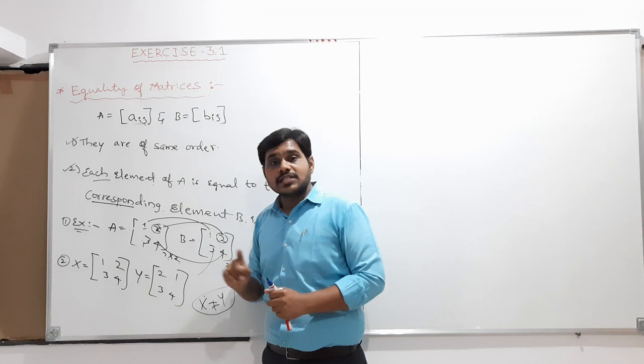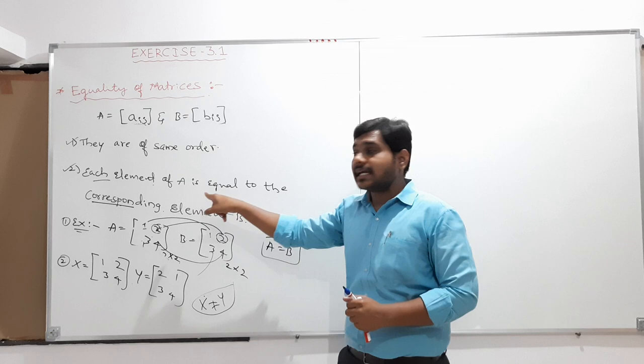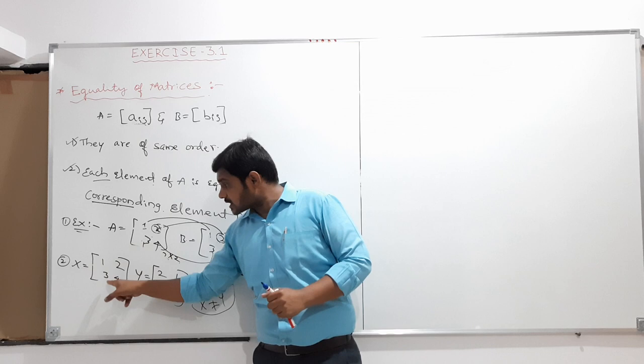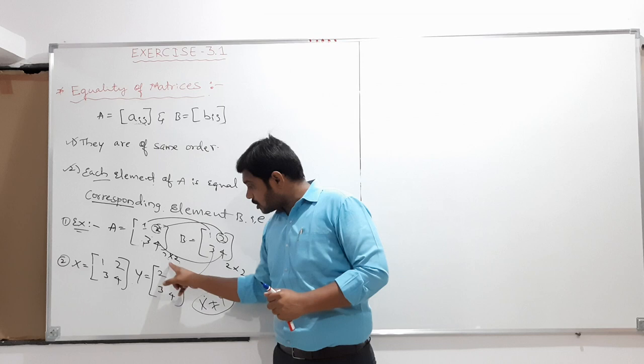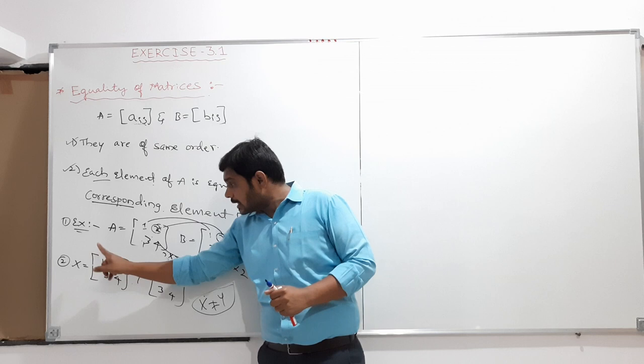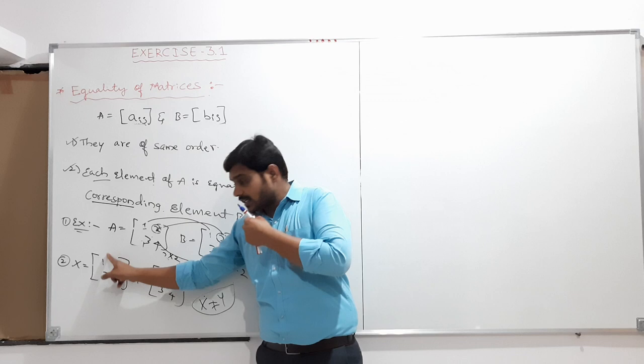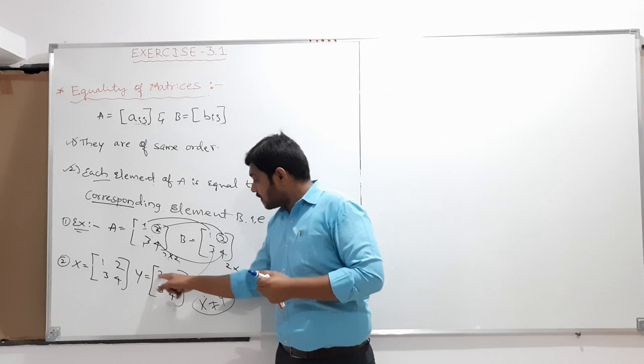But what about the second condition? Each element of A is equal to the corresponding element of B. It means that in this place, the first row, first column element here is 1. Corresponding to this, in this matrix, the first row and first column element is 2. So in matrix X, the A11 element, the first column element is 1 and here the first column element is 2. So these two are not equal.